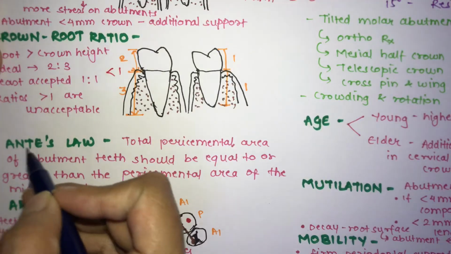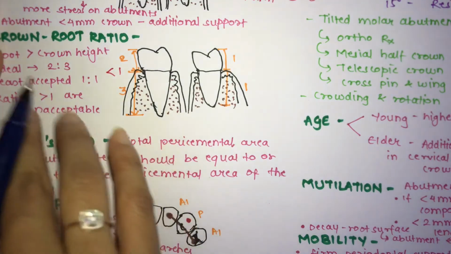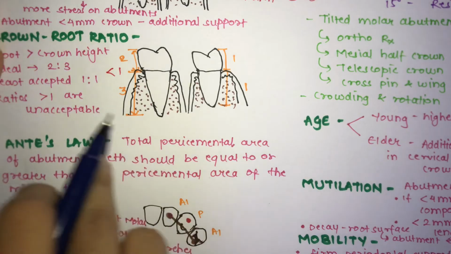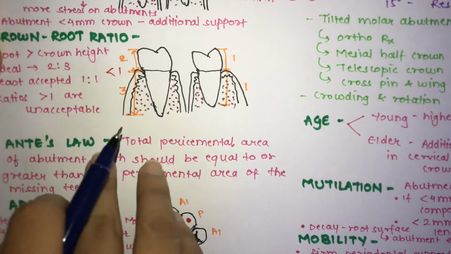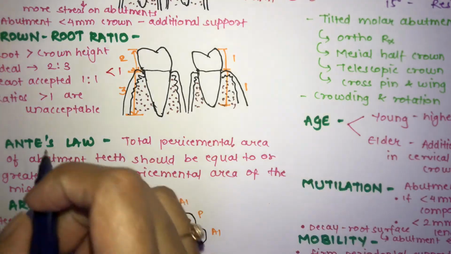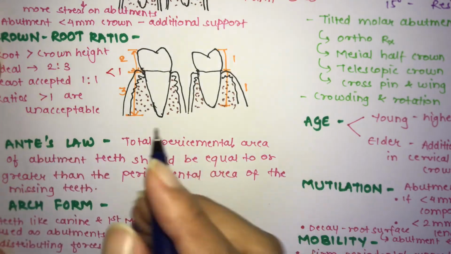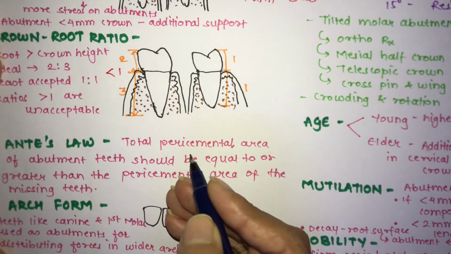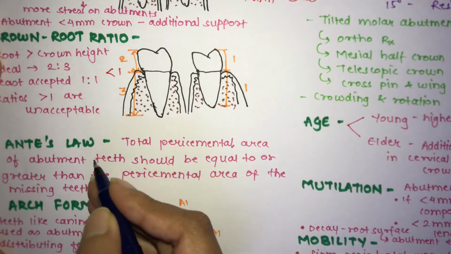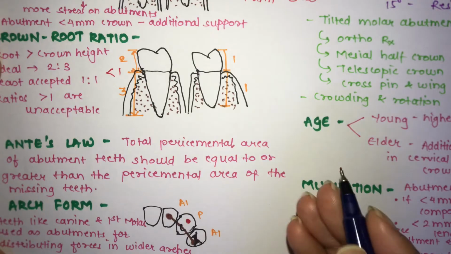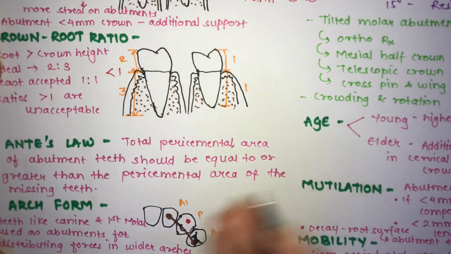The next is Ante's law. About this Ante's law, I have already made a video, so I am linking that in the description box. So go and see what exactly this Ante's law is. I am just going to say what the definition says. It says that the total periodontal ligament area of the abutment teeth should be equal to or greater than the periodontal ligament area of the missing teeth.